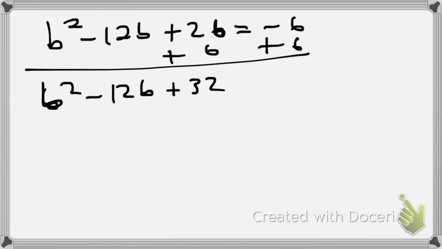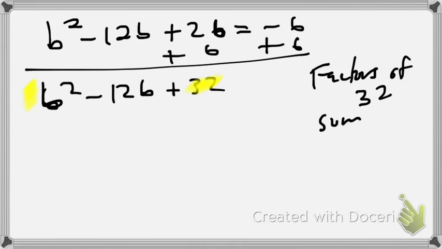Alright, next we're looking for factors of your a times c. So your a is the coefficient in front of your leading term. So that's going to be, there's nothing there, so it's 1. Your c is your constant, so 1 times 32 gives us 32. So factors of 32 that sum to your b is negative 12.